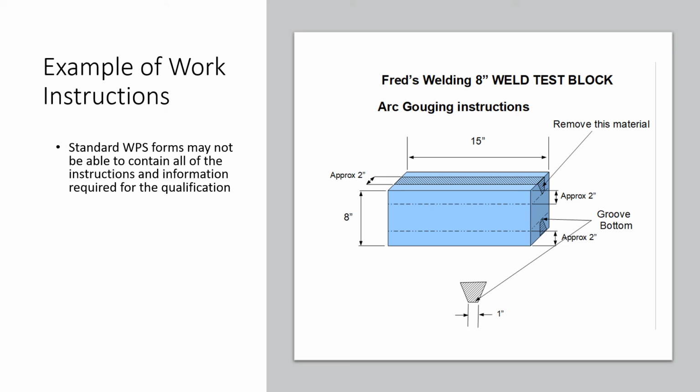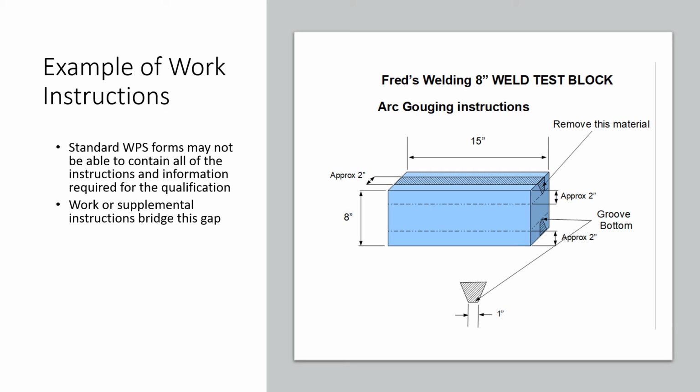A standard WPS form a lot of times isn't going to be able to contain all the instructions and information required for doing a PQR. So when you do a pWPS, maybe you have to do a little sketch like this one, and then it allows the welders to know what's going on. And if you're interested, I can send you down some roads to find some drawing packages that can put this kind of stuff together for pretty cheap. But this was an 8-inch thick test block. This is the arc gouging instructions. This is how I want them to prepare the weld test joint.